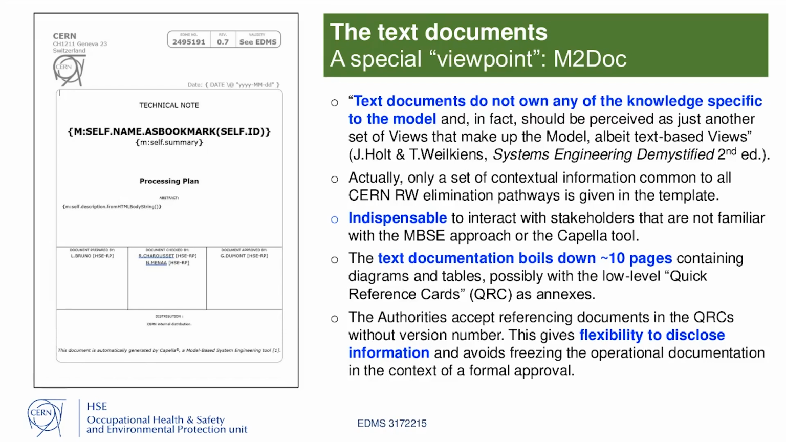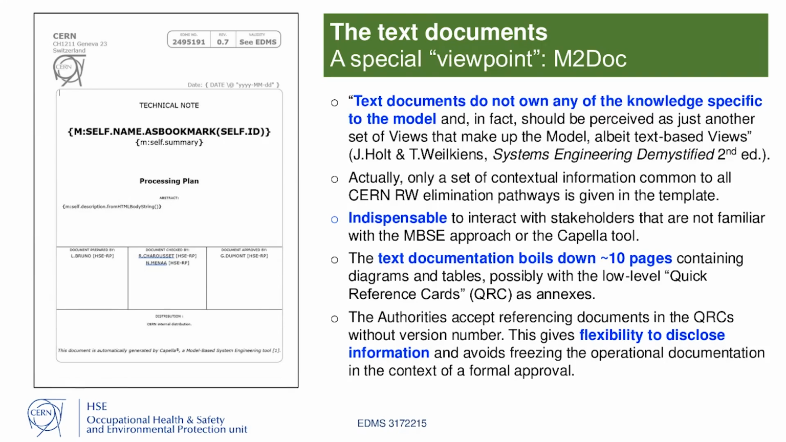Indeed, in the end, the text document was based on a template. The template had only a set of contextual information common to all elimination pathways, and then all that was in the document was diagrams and tables. In the end, only 10 pages, where you can also add as an annex the operational documentation, the quick reference cards that I mentioned before.